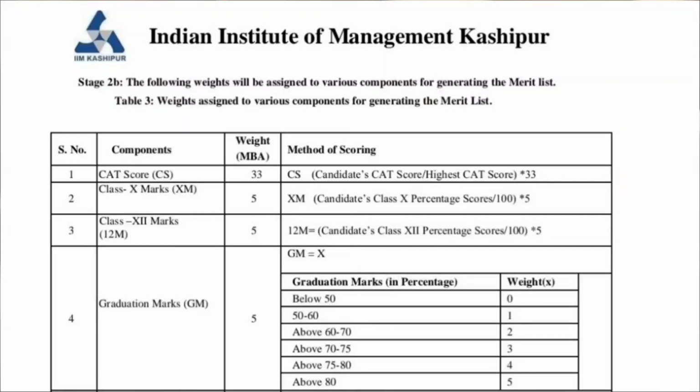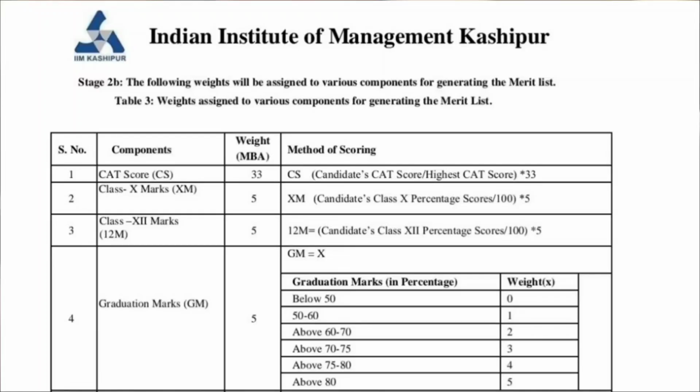In the composite score, various parameters are considered, like your CAT score, your class 10th marks, your class 12th marks, graduation marks. If you have any professional qualification, that is considered. If you have work experience, the score for that is also considered. The academic diversity factor is also considered, and the diversity factor for female candidates is also considered. The CAT score has 33% weightage, then your class 10 score has 5% weightage, 5% weightage is given to your class 12 score, 5% weightage is given to the graduation marks.